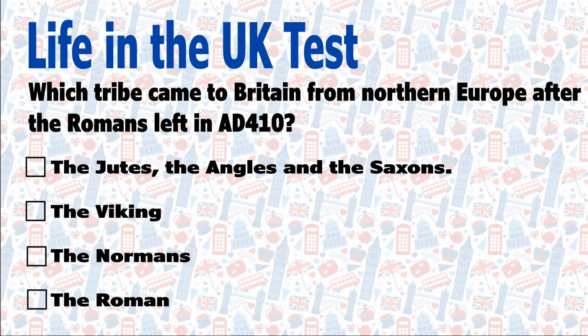Which tribe came to Britain from Northern Europe after the Romans left in AD 410? The Jutes, the Angles, and the Saxons. The Vikings. The Normans. The Romans. In AD 410, the Roman army departed Britain to protect other regions of the Roman Empire and never came back. Subsequently, Britain was invaded once more, this time by northern European tribes, namely the Jutes, the Angles, and the Saxons.